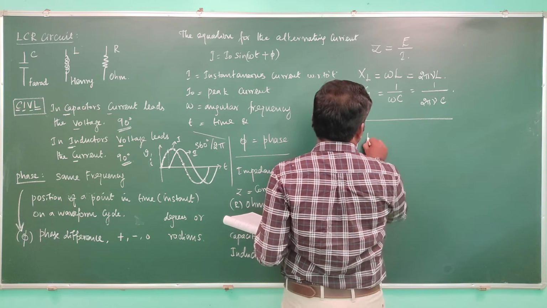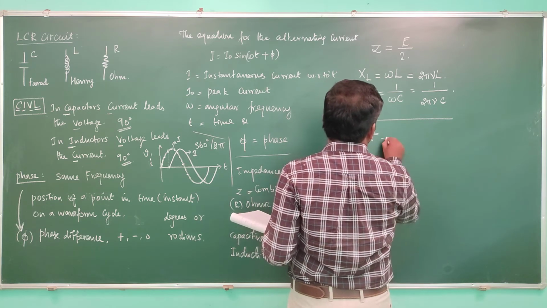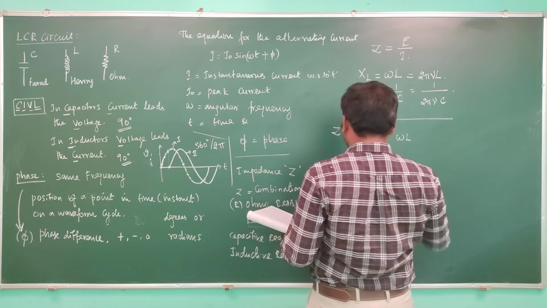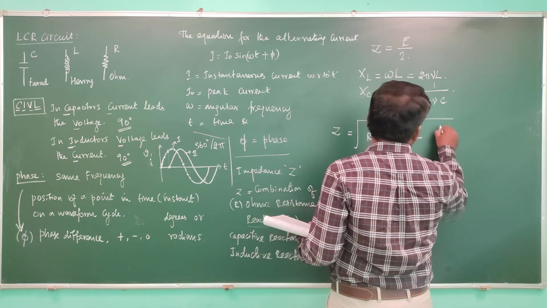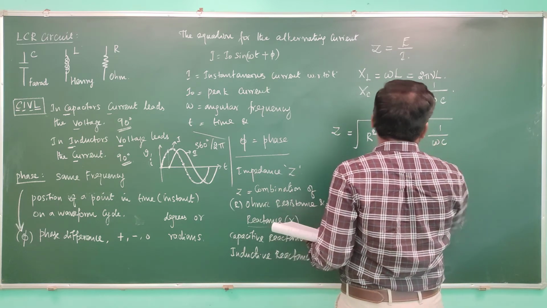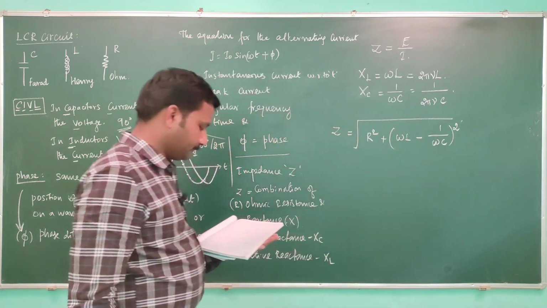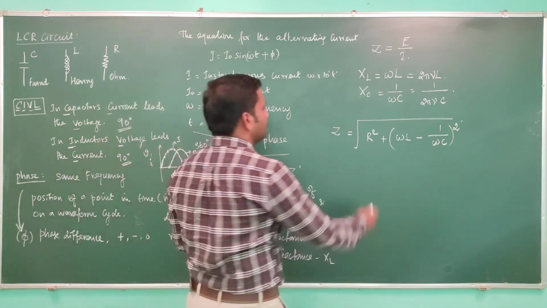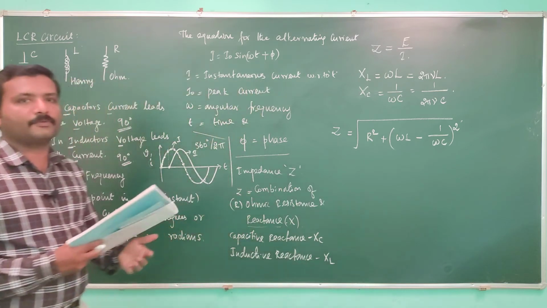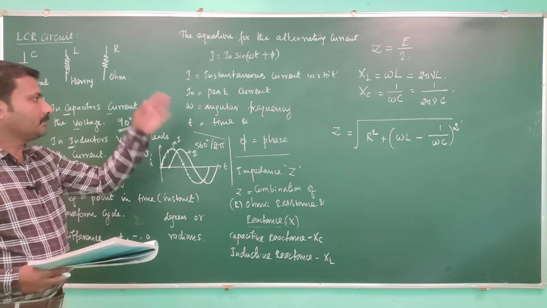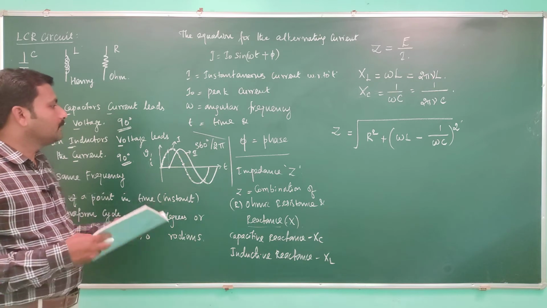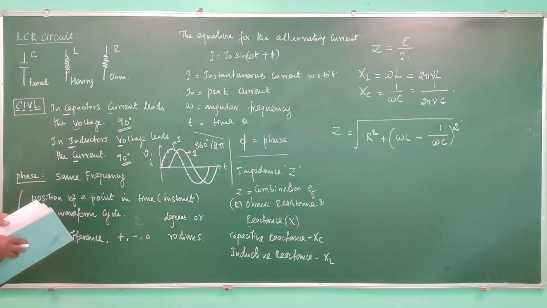In total, we can write the equation for the impedance as Z equal to square root of R squared plus omega L minus 1 by omega C the whole squared, where R is the resistive component coming from the resistance. So these are all about the basic aspects of an LCR circuit.